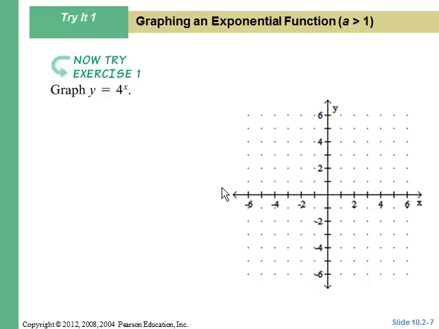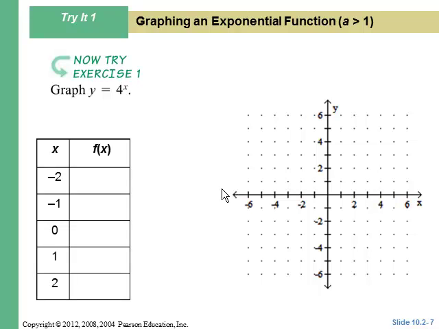You try this one. All right, so 4 to the negative second is 1/16th, 1/4, 1, 4, and 16. So back 2, up a 16th, back 1, up a 4th, 0, 1, 1, 4, 2, 16. So it's going to come in like this.